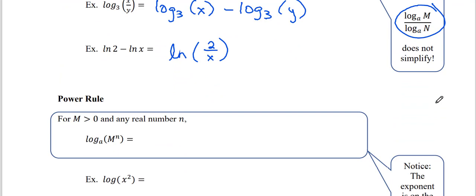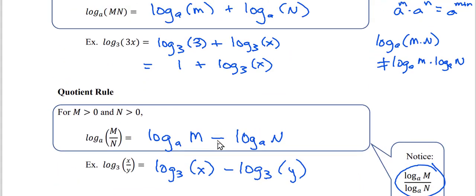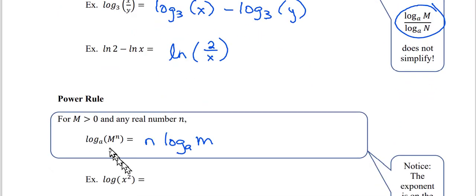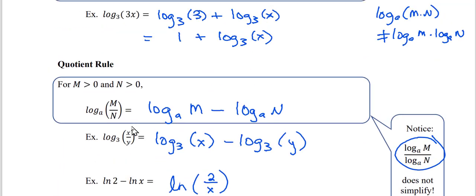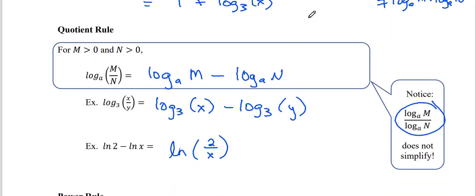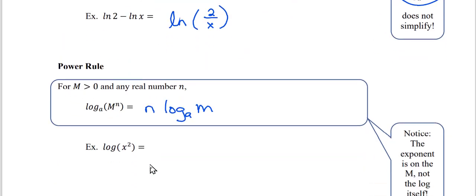Power rule says that the log base a of m to the n is n times log base a of m. This comes from the product rule over and over again. Basically, if you have m to the n, that's m times m times m, n times, and you can break that apart. If you have m times m times m times m, you would be adding the log base a of m, n times. So that's where that comes from.